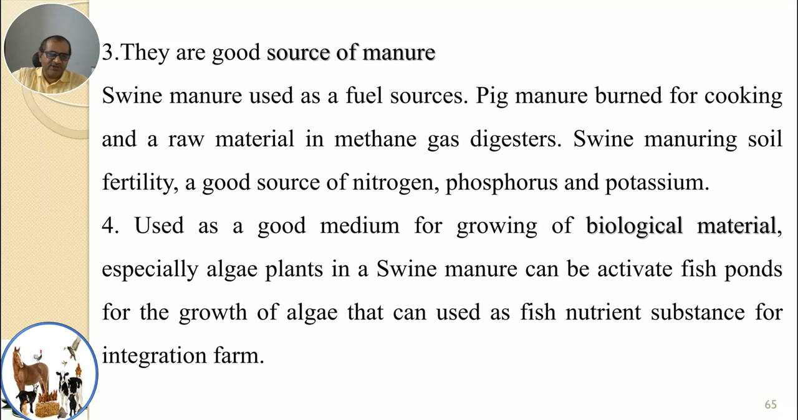Swine manure improves soil fertility, being a good source of nitrogen, phosphorus, and also potassium. It's used as a good medium for growing biological material, especially algae plants. Swine manure can be used to activate fish ponds, especially. So an integrated fish and swine system can always be made, whereas swine manure can activate fish ponds for the growth of algae that can be used for fish nutrition. So this is a nutrition substance for the farm integration system.